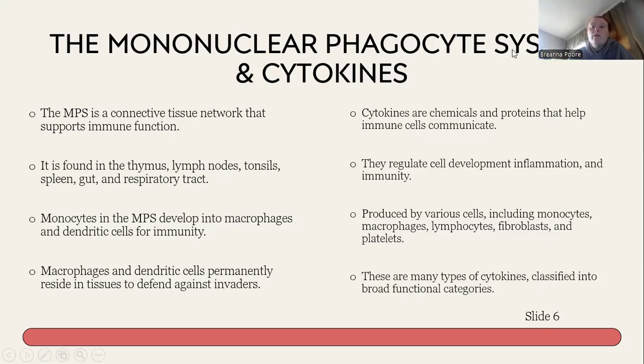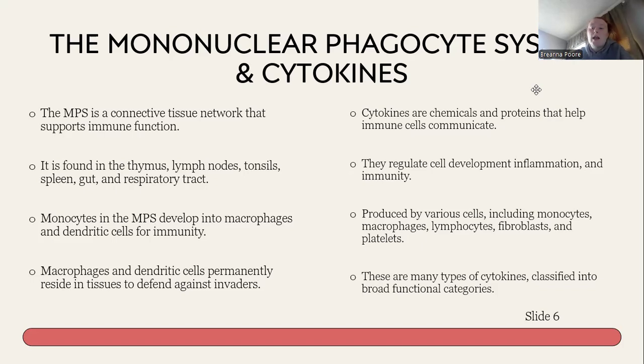The mononuclear phagocyte system and cytokines. The MPS is a connective tissue network that supports immune function. It is found in the thymus, lymph nodes, tonsils, spleen, gut, and respiratory tract. Monocytes in the MPS develop into macrophages and dendritic cells for immunity. Macrophages and dendritic cells permanently reside in tissues to defend against invaders.